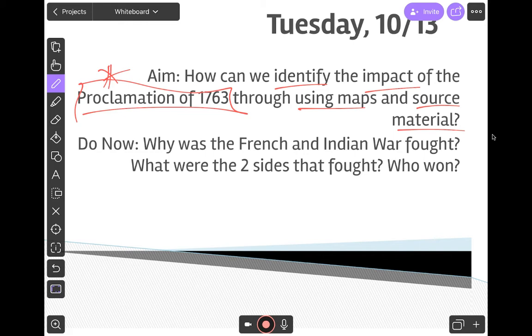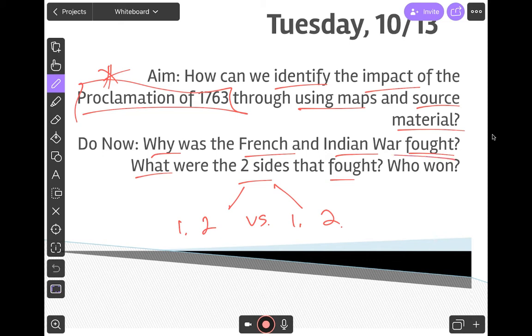Okay, so now our do now is reflecting back on the last topic we learned about in Unit 1. So this is where we're trying to build those connections. Our do now is kind of three different parts. You can answer these in brief statements, but it's: why was the French and Indian War fought? What were the two sides that fought? And remember, each side has two participants. The one side has two groups, the other side has two groups. So there are four total groups you should be focusing on.